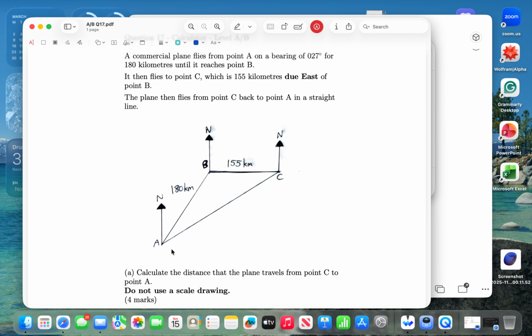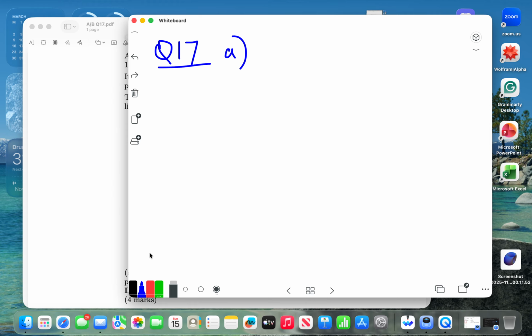In this video we have a question about a plane that flies from point A to point B, then to point C, and we're going to do section A in this video. I'll do B in the next one. We have to find the distance that it travels from point C to point A. That's 4 marks for this one. What we want to do is sketch it out.